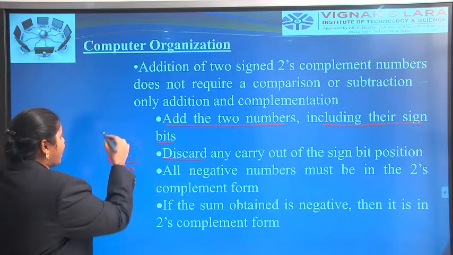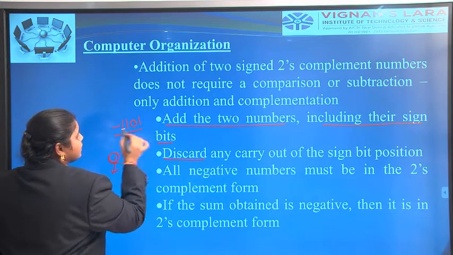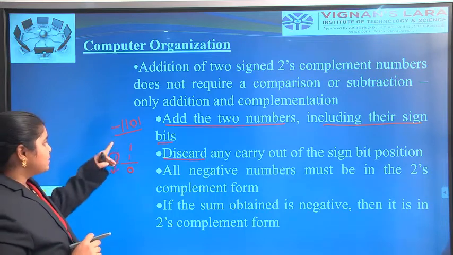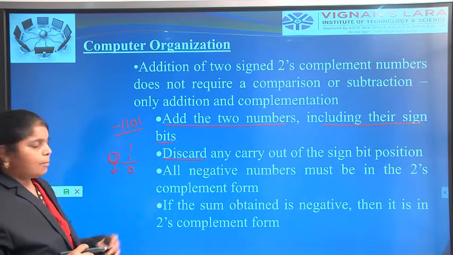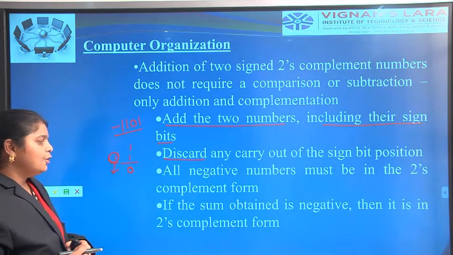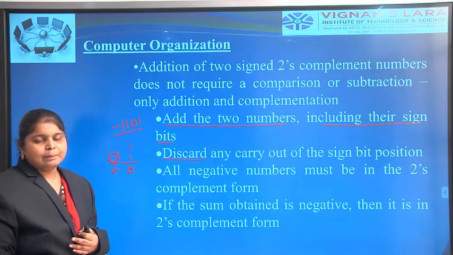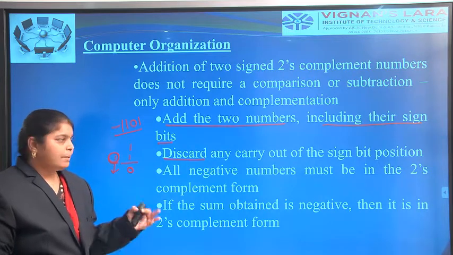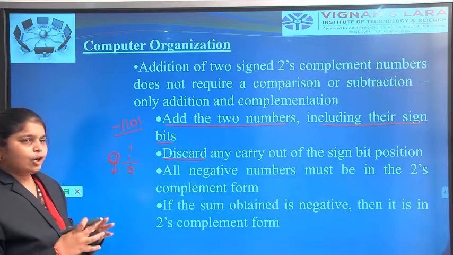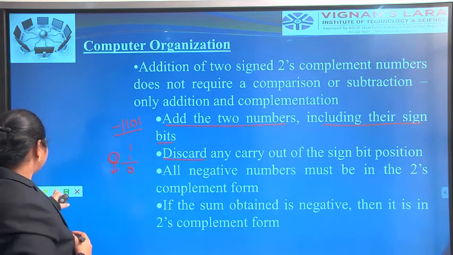Okay, for example, take the negative number 1101. This number is a negative binary number. This must be changed by using the 2's complement. If the sum obtained is negative, then it is in the 2's complement form, and the resultant output will be negative, so it will be done by using the 2's complement.